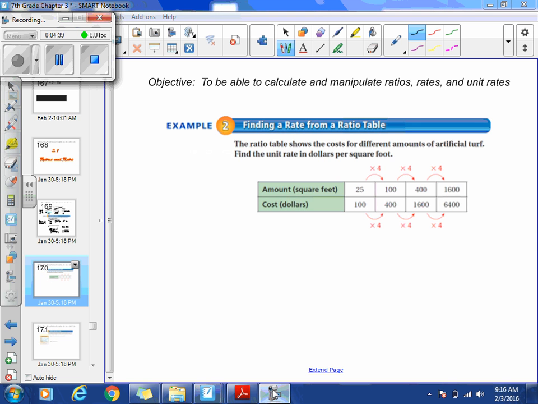The ratio table shows the cost for different amounts of artificial turf. Find the unit rate in dollars per square foot. So, dollars per square foot. Dollars came first, so I'm going to write that on top. Dollars per square foot. Okay.